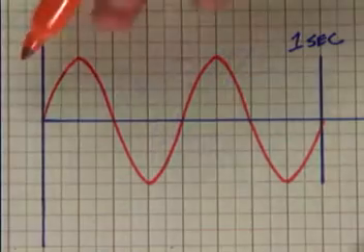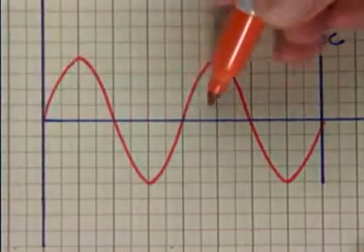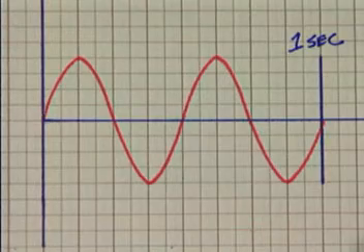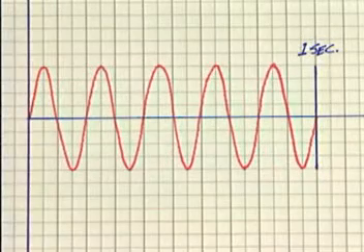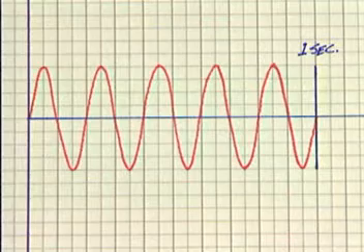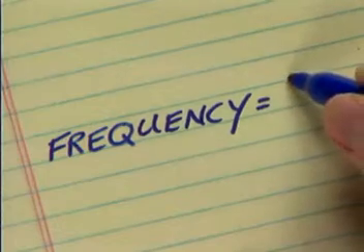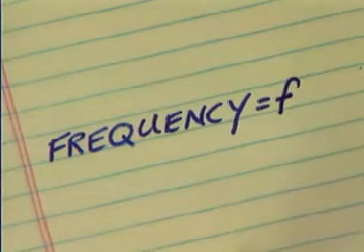For example, a sine wave that completes 2 cycles in 1 second is said to have a frequency of 2 hertz. A sine wave that completes 5 cycles in 1 second has a frequency of 5 hertz. The symbol for frequency is a lowercase f, which represents cycles per second.